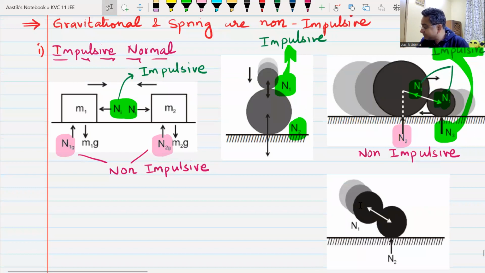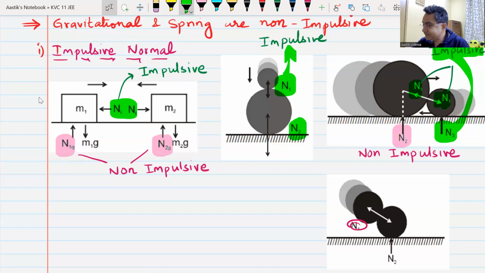This one, the fourth one. Which reaction is impulsive? There is N1 reaction coming between the balls and there is N2 reaction coming on the lower ball from the ground. Which one is impulsive and which one is non-impulsive? Both are impulsive.